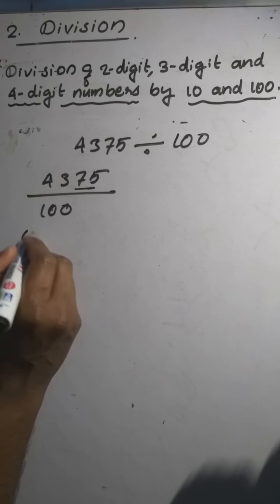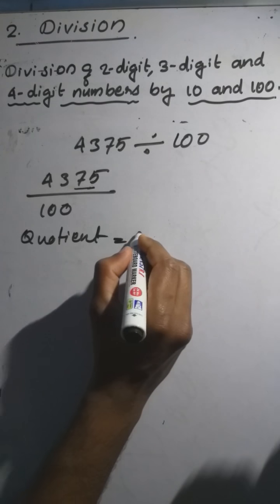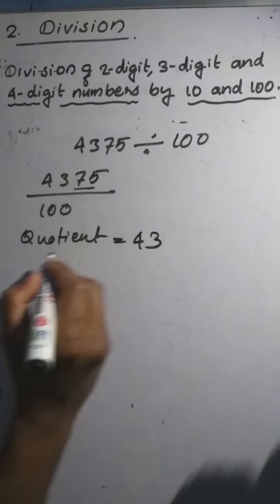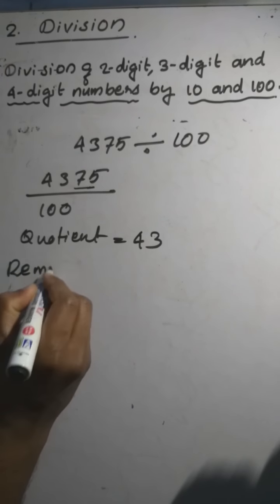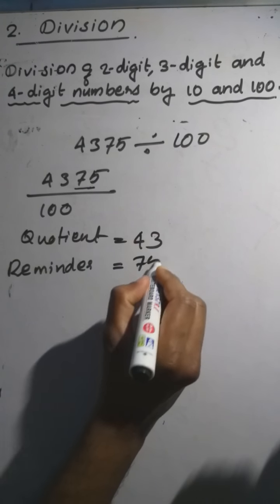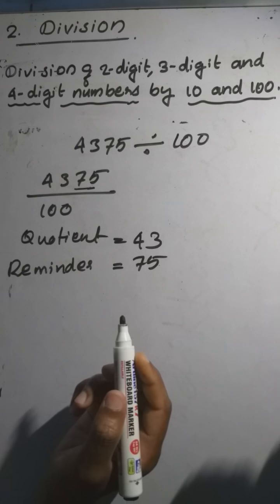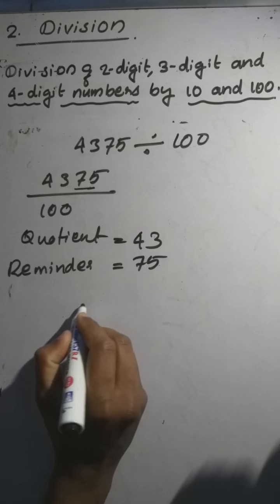Here the quotient will be 43 and the remainder will be 75. Let's check whether it is correct or not by our normal division process.